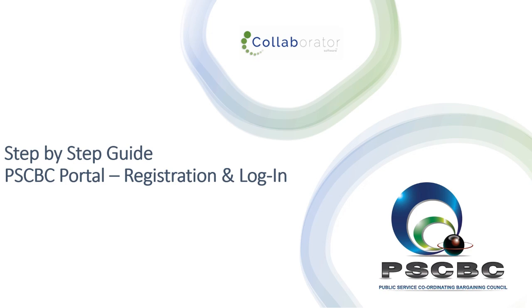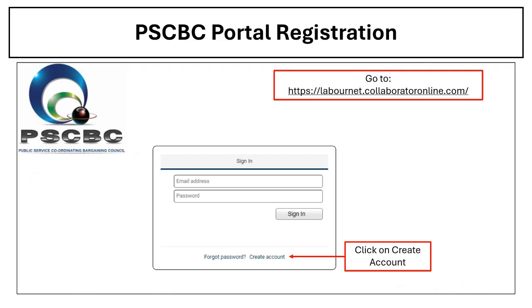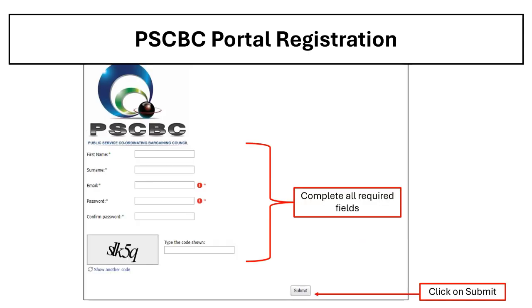Welcome to the step-by-step guide for registration and login on the PSCBC portal. Go to the LabourNet URL. Click on Create Account. Complete all the required fields, then click on Submit.